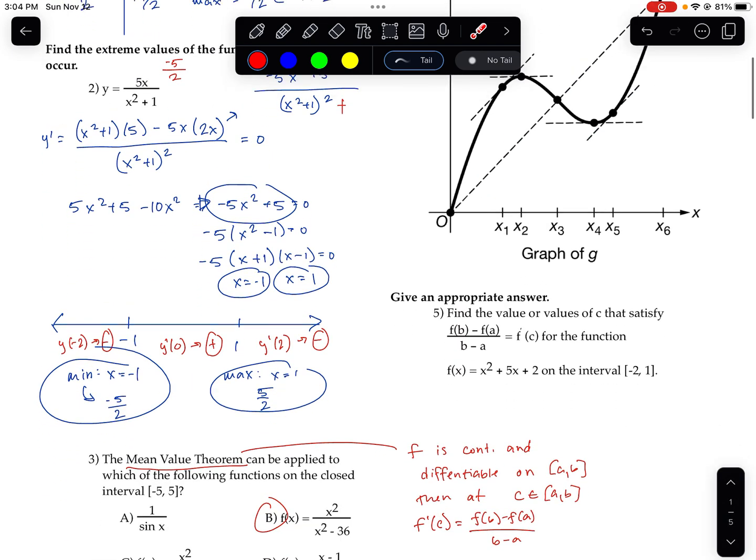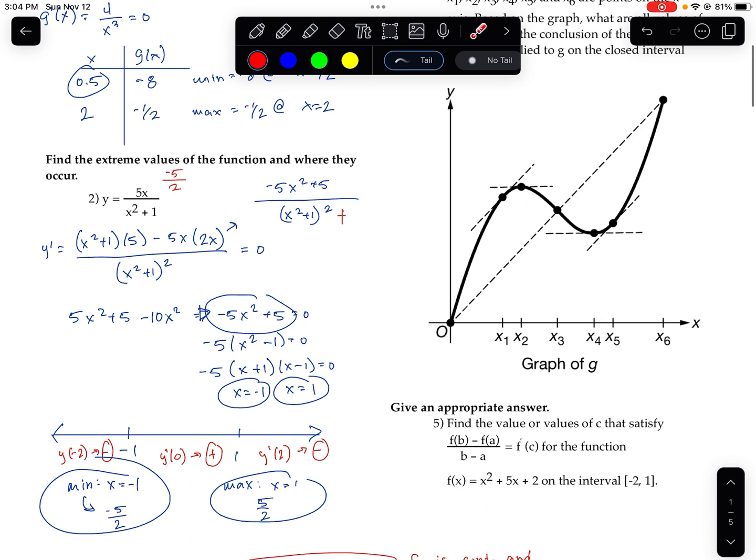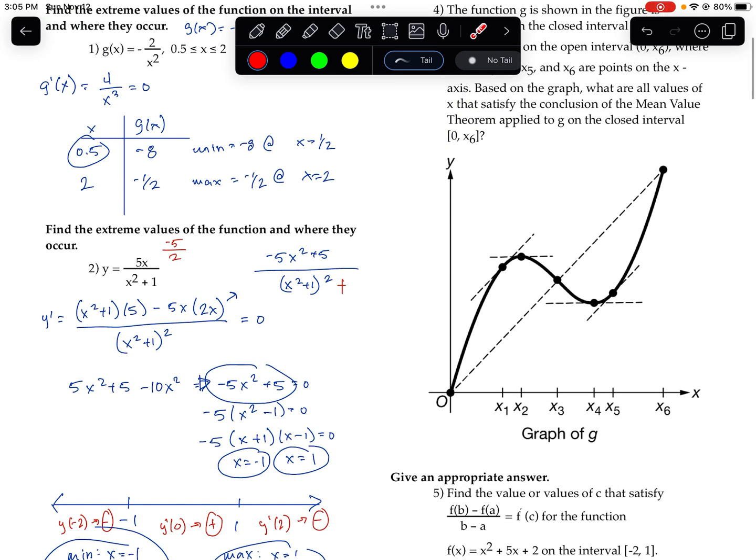So you can see that with the secant line, there are actually 2 points in this interval for which the tangent appears to be parallel. What point is that? Is that x sub 5? And right here it's x sub 1. So x1 and x5 would be the points. So based on what are the values of x that satisfy the conclusion, x1 and x5. Sure, that would work right there.